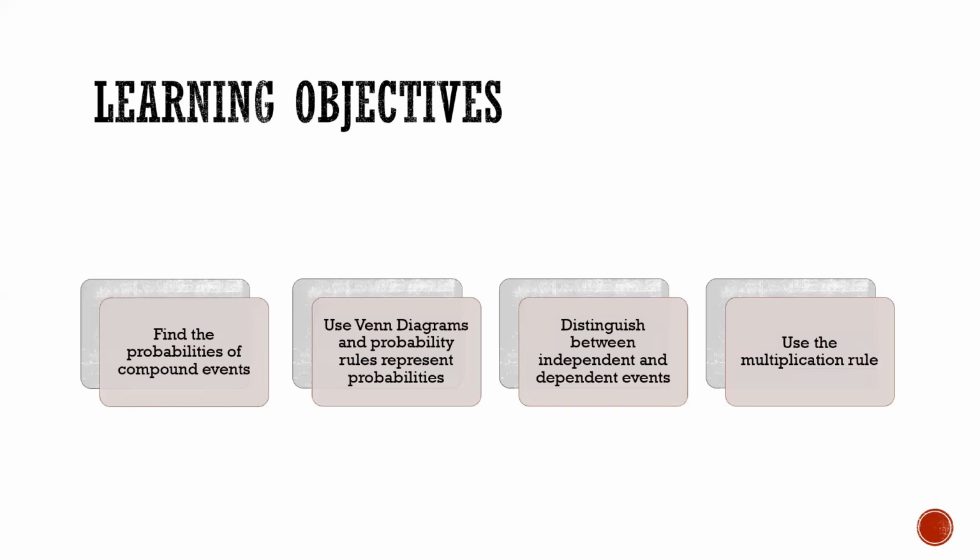So what are the things that you should know, that you should be able to do? You should be able to calculate the probability of compound events. Has anyone seen a Venn diagram before? I think most of you have probably seen one. We're going to use Venn diagrams to help us give some intuition about probability rules.